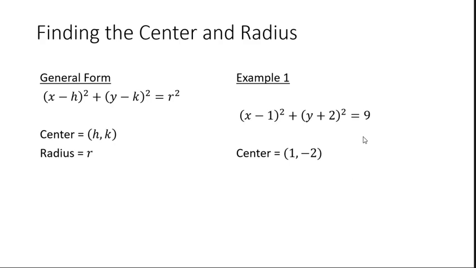And then the radius is whatever we square to get to that number. That is the radius squared. So what squared equals 9? That's going to be 3. So the radius would be 3 because 3 squared gives you 9. Basically, if you want a shortcut, you just take the square root of this number to find the radius. All right, let's try another example or two.